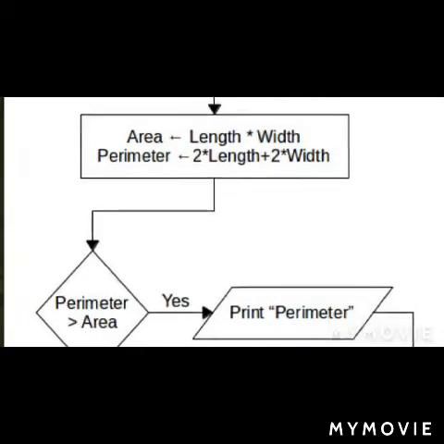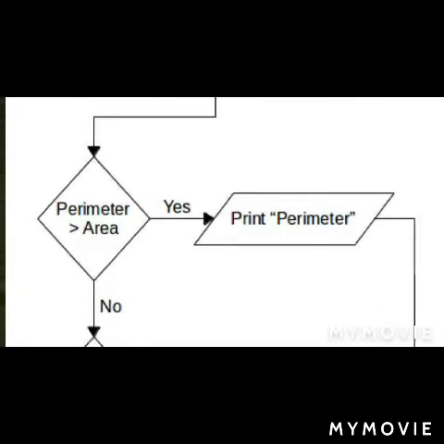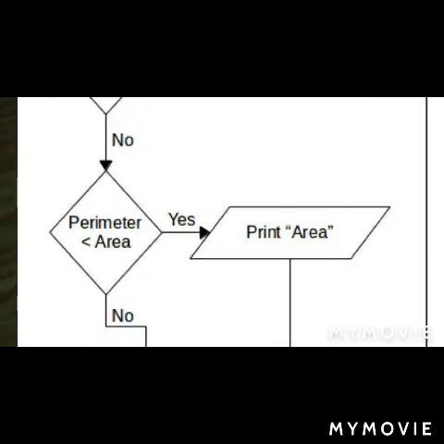Then the second process includes decision making. First we will check if the perimeter is larger than the area. If it is true, then we can print that the perimeter is larger. If it is not true, then we will check again if the area is larger than the perimeter. If this is true, then we can print that the area is larger.